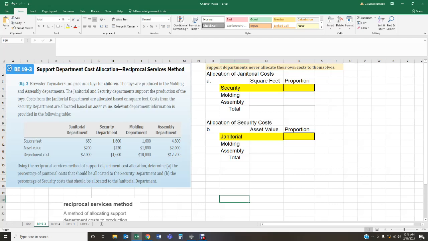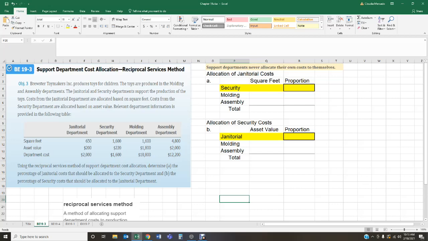Costs from the janitorial department are allocated based on square feet. Costs from the security department are allocated based on asset value. Relevant department information is provided in the following table. Okay, and then they give us the information for the janitorial department, security department, molding department, and assembly department, the square feet, the asset value, and the department cost. Now, they say using the reciprocal services method of support department cost allocation, determine A, the percentage of janitorial costs that should be allocated to the security department, and B, the percentages of security costs that should be allocated to the janitorial department.